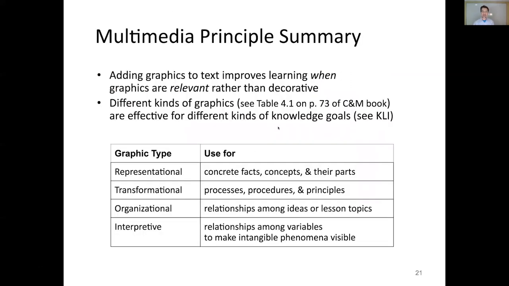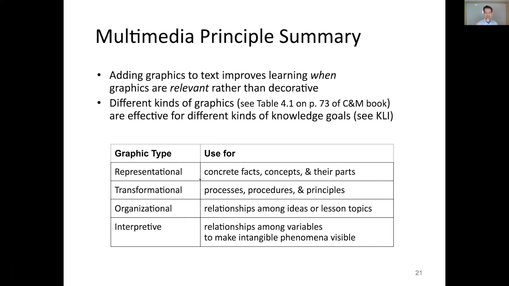So again, multiple different kinds of graphics. And the summary here is that the multimedia principle is about adding graphics to text, and it improves learning when the graphics are relevant rather than decorative. And we'll talk about this notion of decorative, especially with the coherence principle. There are different kinds of graphics, and you can go to the Clark and Mayer book, table 4.1, that may be effective for different knowledge goals as described in the framework. And so here's an indication of different graphic types and what they might be used for.